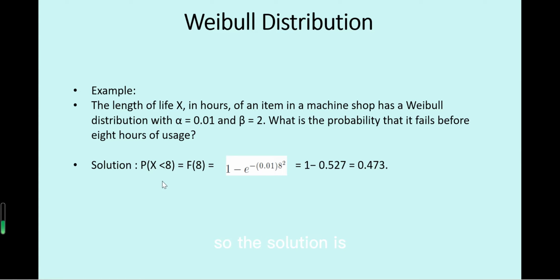So the solution is we want to calculate the probability of X less than 8. So this equals F(8), right? We have shown on the previous page, F(8) is the cumulative probability of all the random variables less than 8, right? So we just fill in alpha and beta in the form, and we get a probability of about 0.473. So about 0.473 is the probability that this machine item will fail before 8 hours of usage.